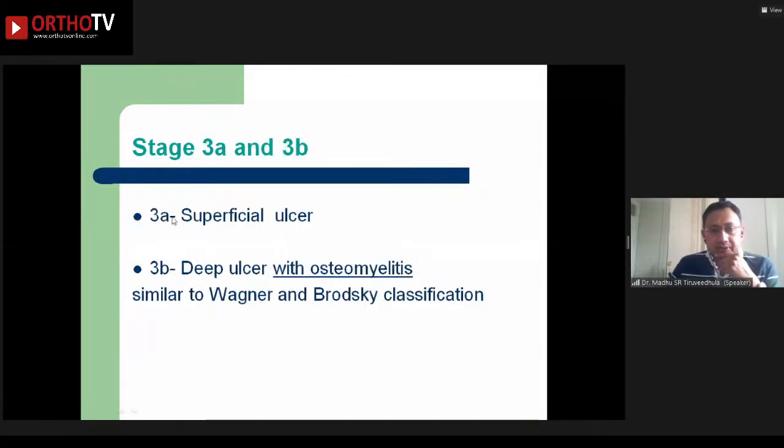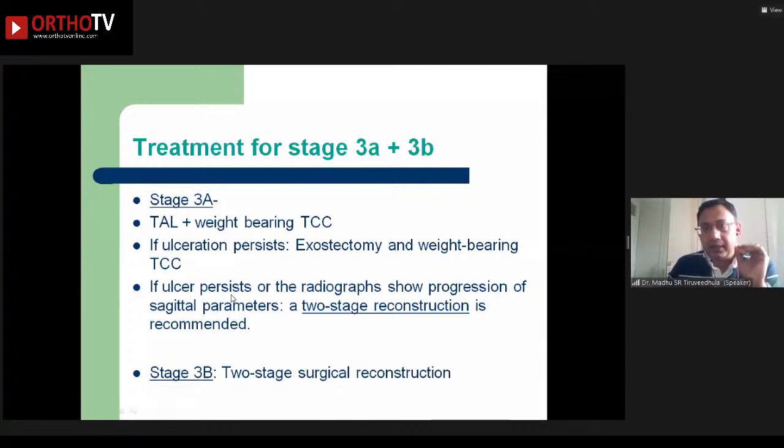So we notice that 3A of stage 3 is a superficial ulcer with no evidence of osteomyelitis on the MR scan. A 3B would be an ulcer with osteomyelitis. In patients with 3A, we still try to save them with tendo-Achilles lengthening with total contact cast and see what happens. However, if the deformity is progressing or if the ulcer is not healing, then we go with a two-stage reconstruction as Prof. Venu described. But in 3B, we go directly for two-stage reconstruction.